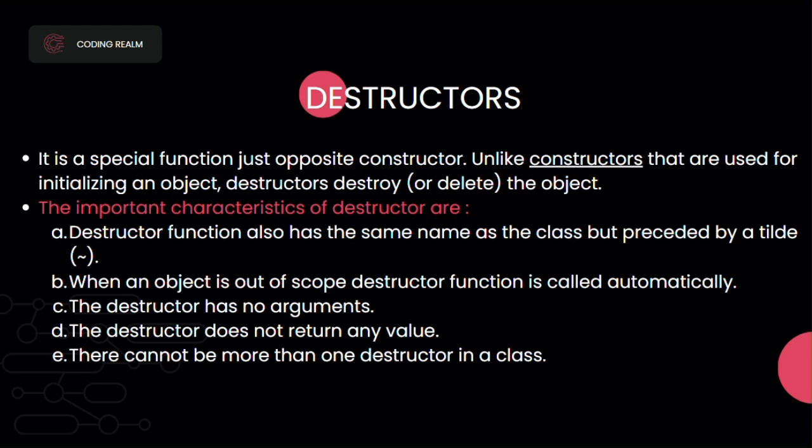First of all, a destructor function also has the same name as the class, but preceded by a tilde. When an object goes out of scope, the destructor function is called automatically. The destructor has no argument and does not return any value. And finally, there cannot be more than one destructor in a class.